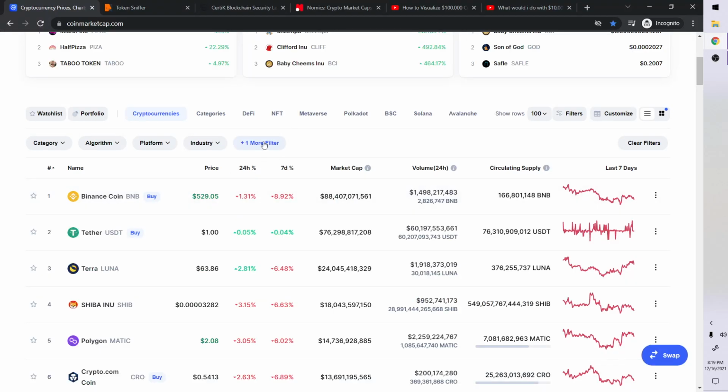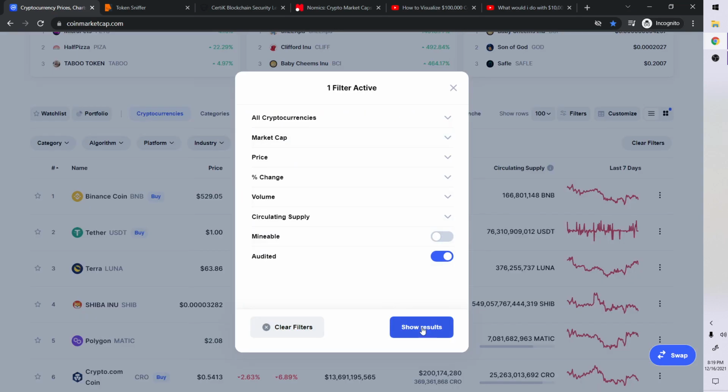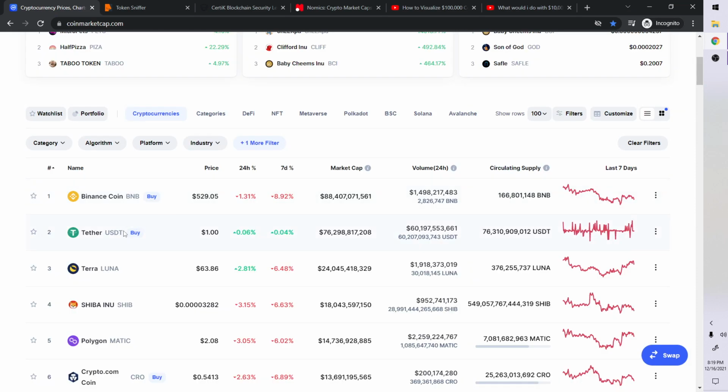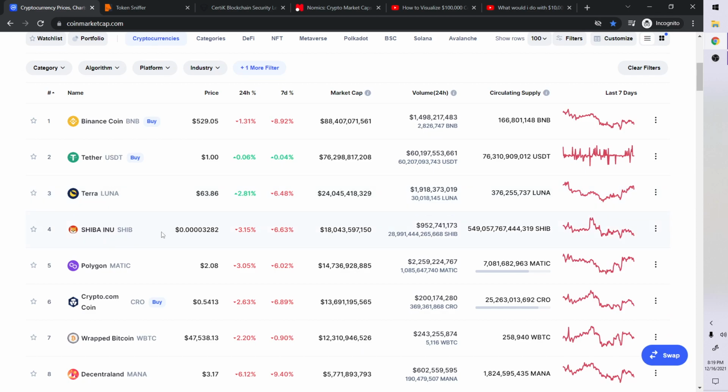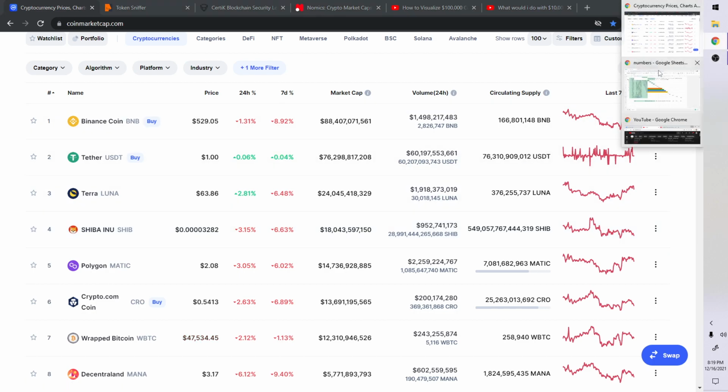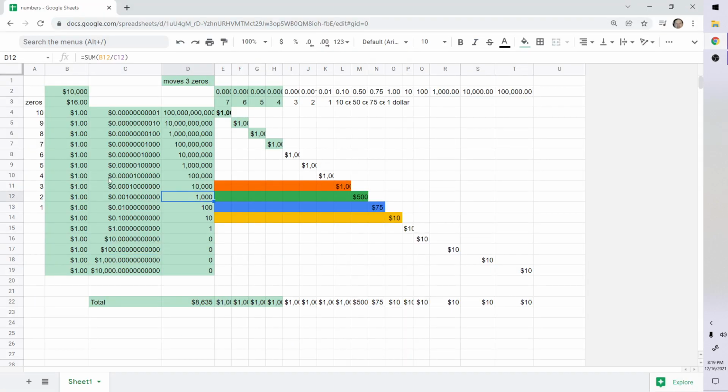Anyway, so getting started. What I've done is filtered. Go to filter, click on audited, show results, and I'm just going to go down here. I'm going to do like Shiba Inu, of course, right? So that has one, two, three, four zeros, right? I'm going to find my four zeros up here. I'm going to probably put in like $1,000 of this just because it's short term, right? So we're at $1,000 right now.